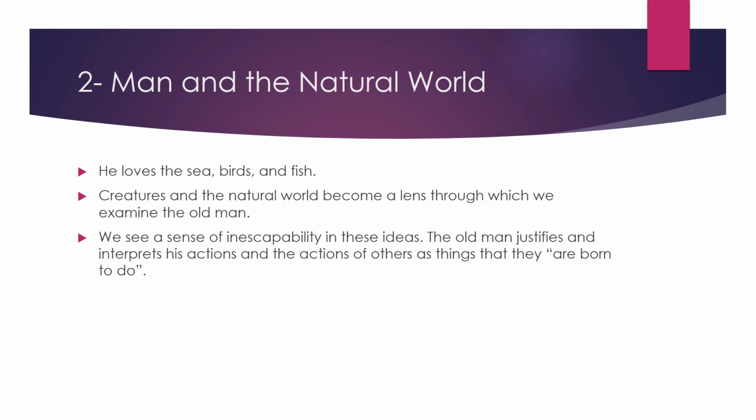And number three, we see a sense of inescapability in these ideas. The old man justifies and interprets his actions and the actions of others as things that they are born to do. Here we see that there is such a predetermination, or everything is already pre-planned, as if they are obliged to do so. They are obliged to do these things. So nobody has the freedom of choice. Nobody is free to do what he wants. That's why we see that people are obliged in this sense.